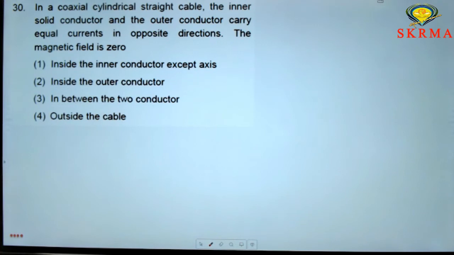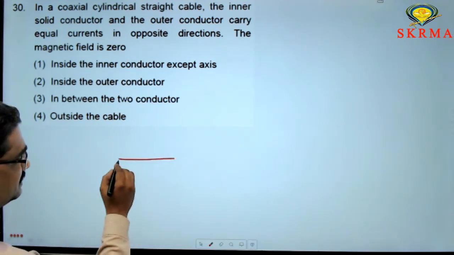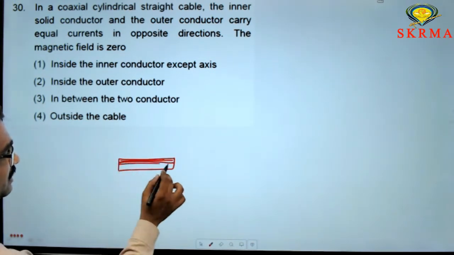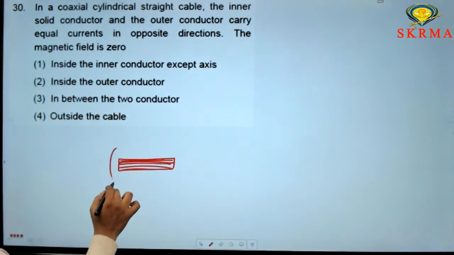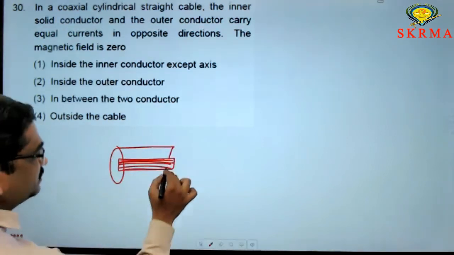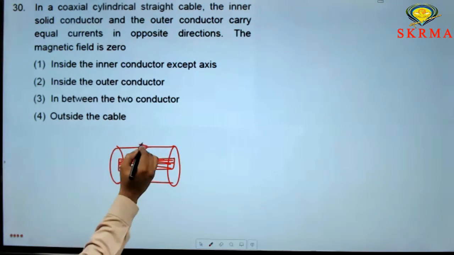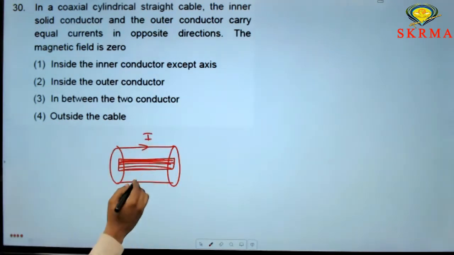Next, in a coaxial cylinder, straight cable, the inner solid conductor and outer solid conductor carry equal current. So coaxial means like this. This is a solid one. Similarly, the outside cable is there, that is also like this. Now current in the outside is like this, and inside may be opposite to this one. Both currents are equal and opposite.